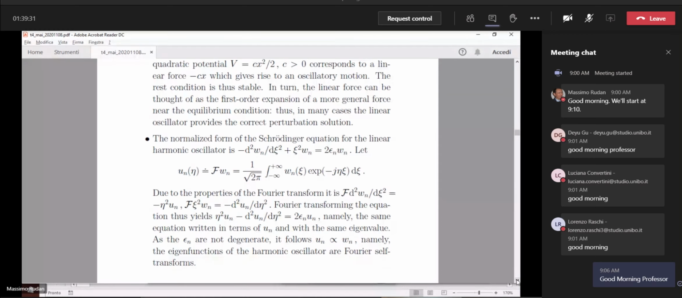So that means that the solutions of the Schrödinger equation for the linear harmonic oscillator have a Fourier transform that is equal to the solution itself. So they are their own self-transforms.